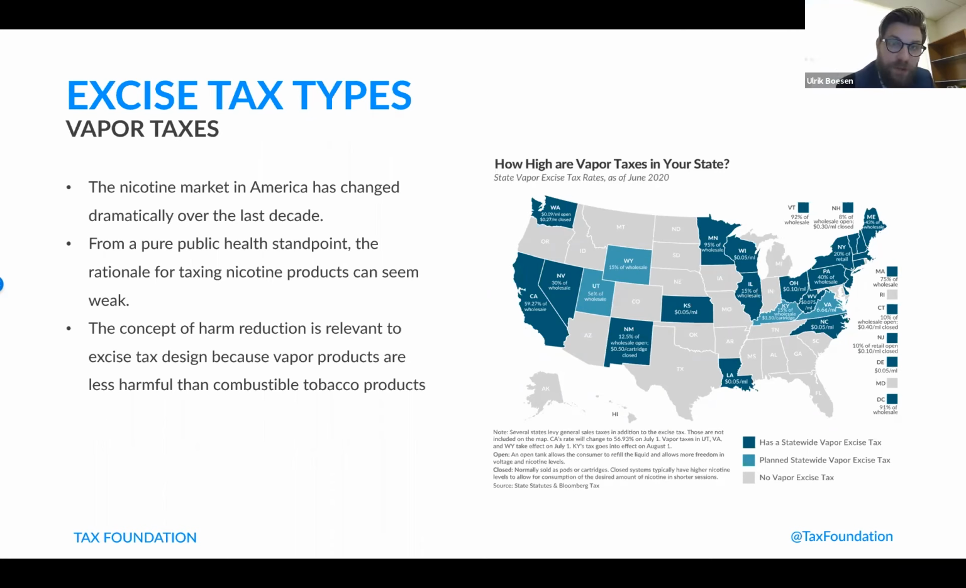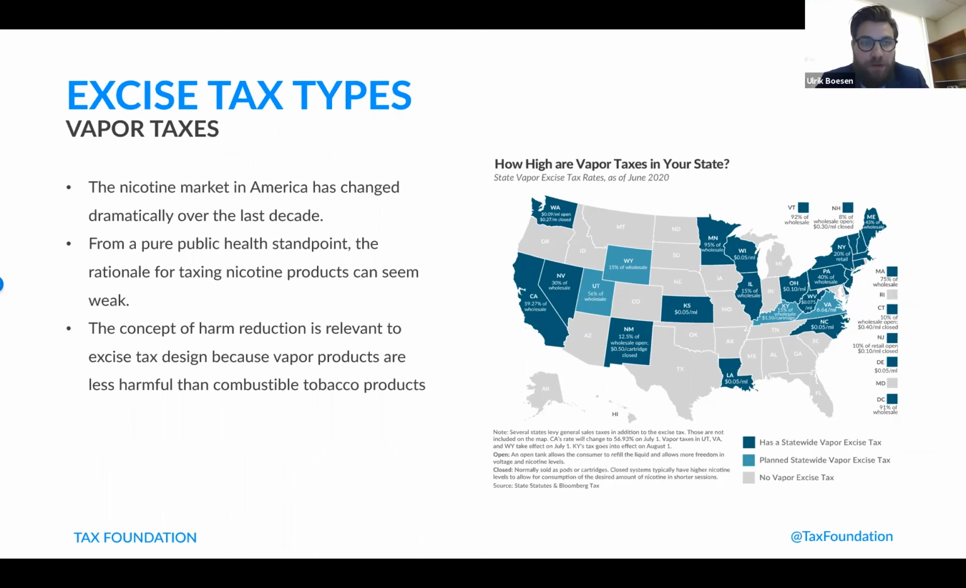One example is underage vaping. Another example could be smoking in public places. These things should be addressed by regulation rather than taxation. The issue with taxation is you risk harming adult smokers who want to switch to vaping products in this case.